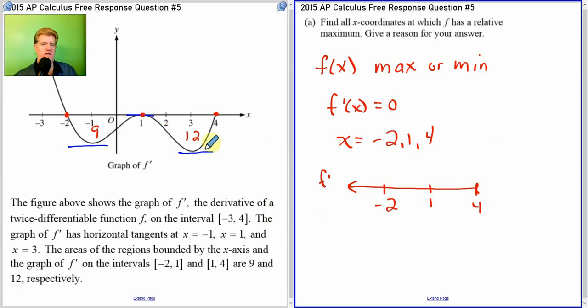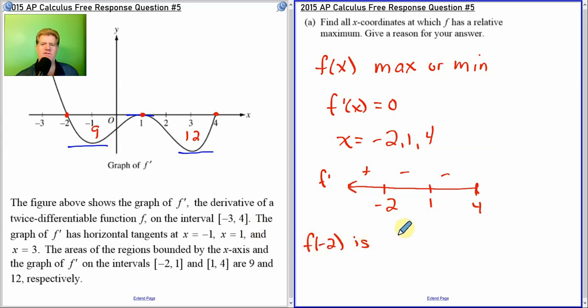Between 1 and 4, f prime is negative because it's under the axis. Between -2 and 1, f prime is under the axis, so its values are negative. And between -3 and -2, they're positive. So that means 1 is not a max or a min, okay? Because it's going down, it flattens out at 1 and goes down. And at 4, we don't know what happens, so we can't say. The only thing we have is we have a maximum at -2, because it goes up and it comes down. So f of -2 is a maximum.